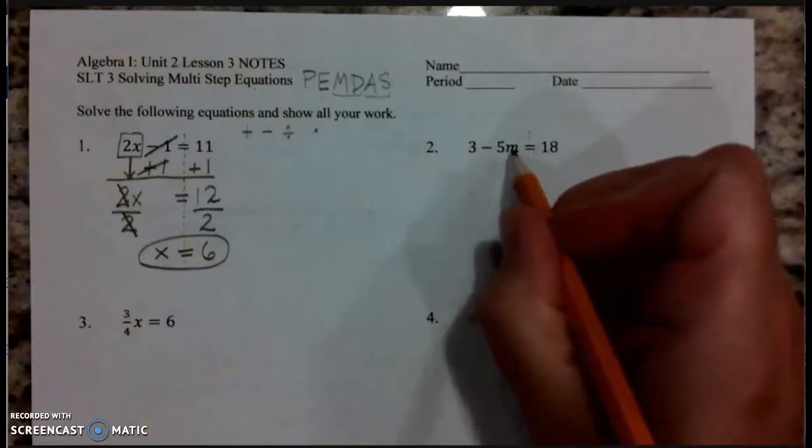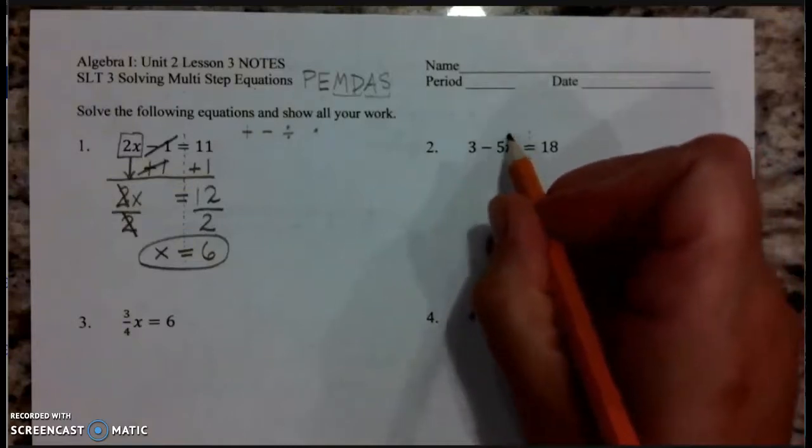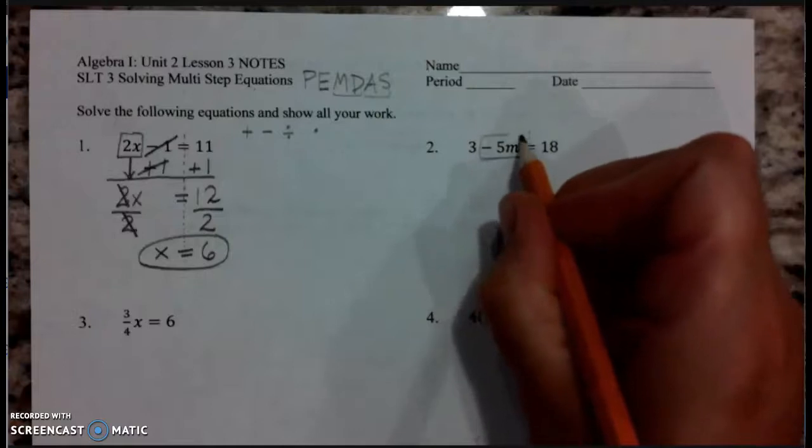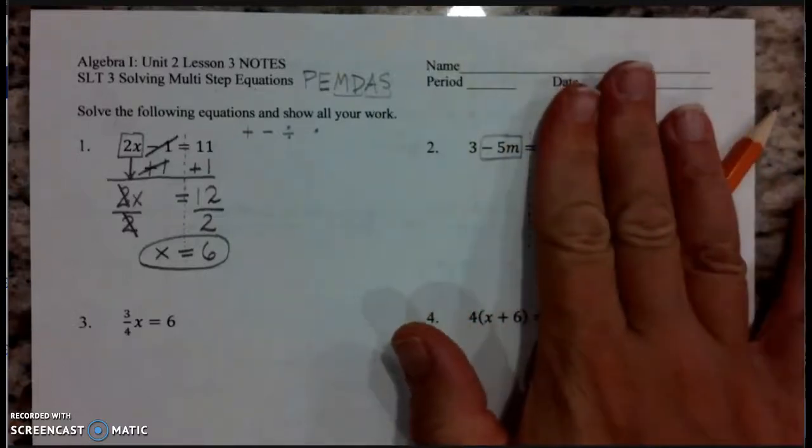Here's the m. It's attached to the 5, and there's a minus there. So I'm going to group them all together and say, hey, who is not part of them that I need to get rid of?